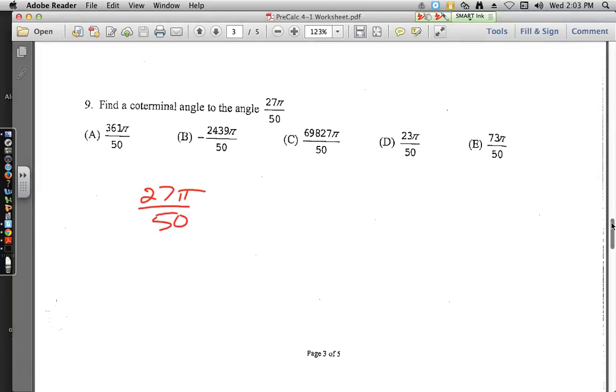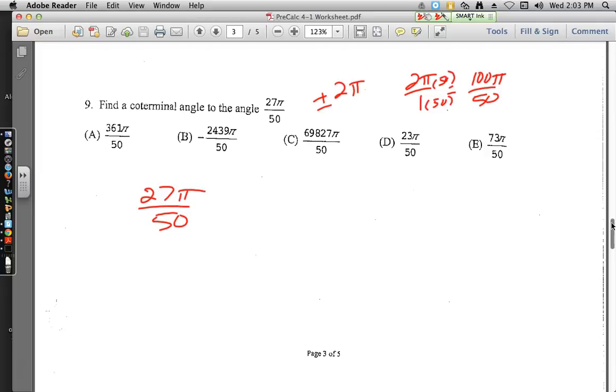And what we have to do is remember that coterminal angles are adding or subtracting 2 pi. Well, since this is over 50, 2 pi over 1, we need to figure out what that would be over 50. And so that means we're going to multiply the numerator and the denominator by 50, which makes this one kind of nice. Now, that's one way to do this. We certainly could keep adding 100 pi over 50, keep subtracting 100 pi over 50.